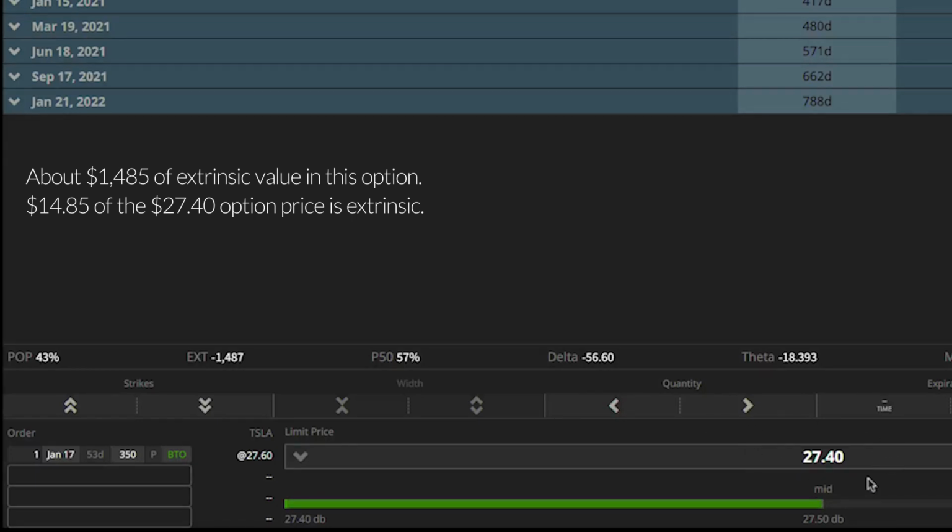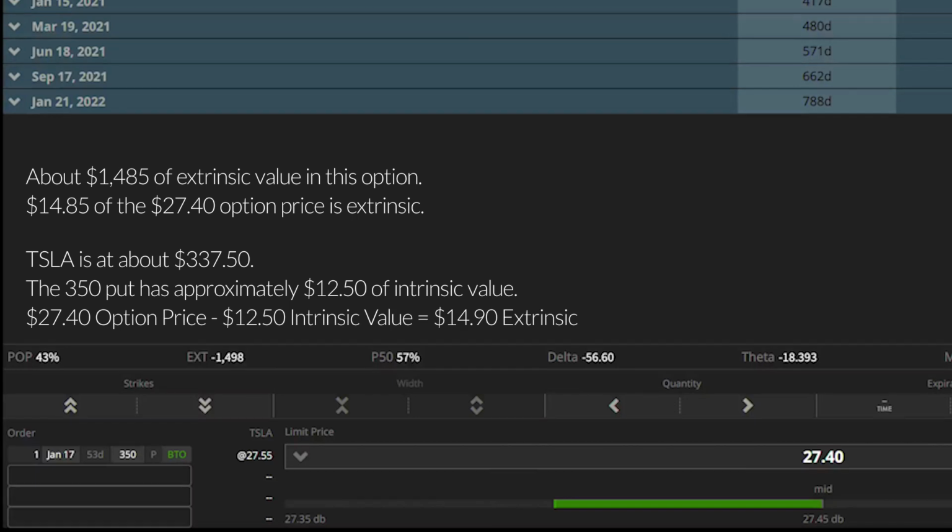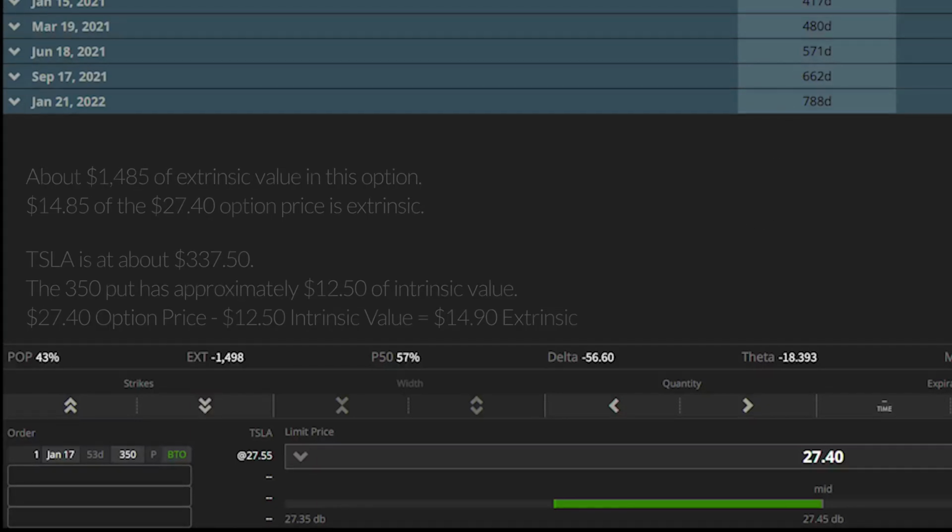So since this option is trading for $27.40, if we look at the intrinsic value of the option, which is the difference between the strike price of $350 and the last price of Tesla, which is about $338, I get intrinsic value that is equal to about $12 on this particular option. So if we take $1,500 plus the intrinsic value of $1,200, I would say, then that gives us an option price of about $2,700.